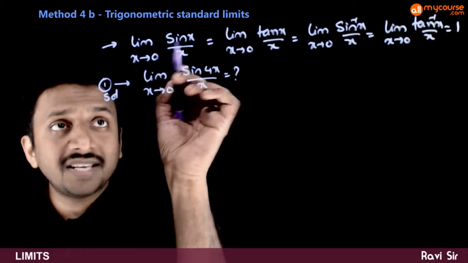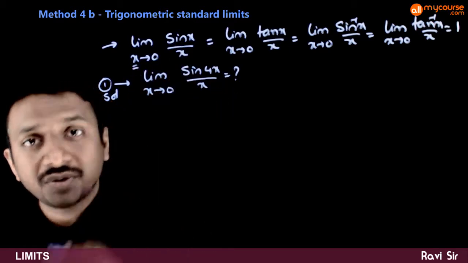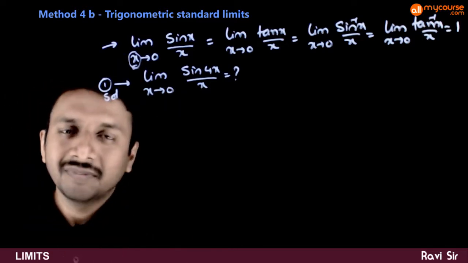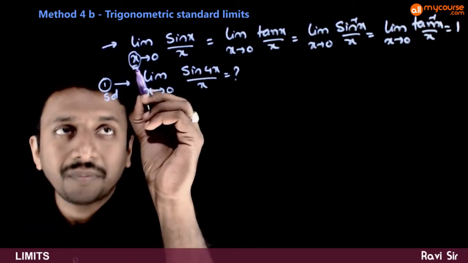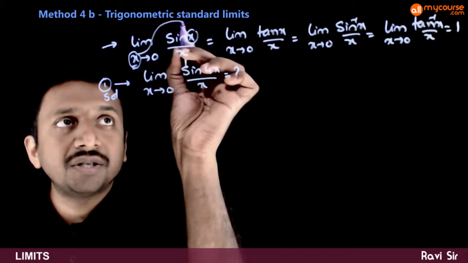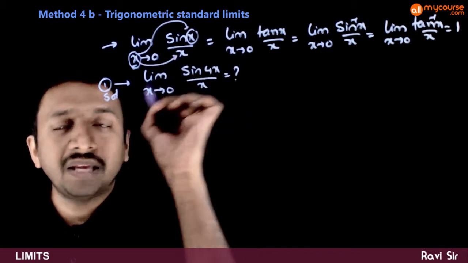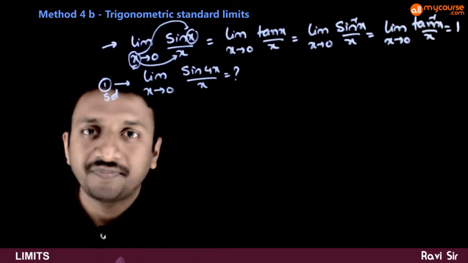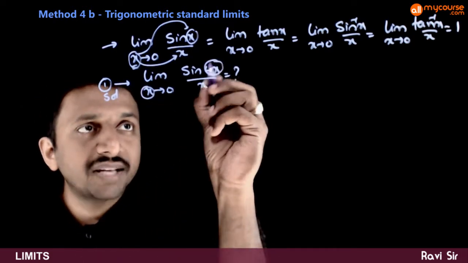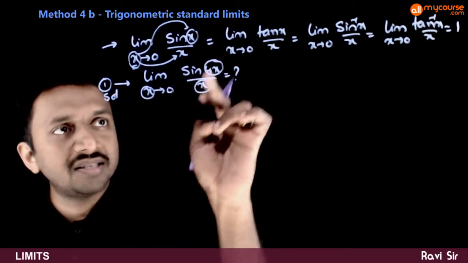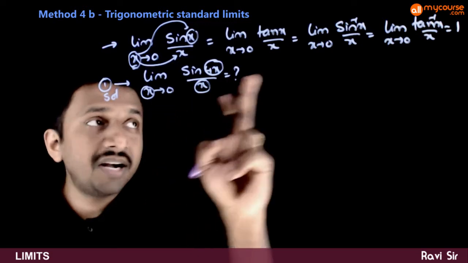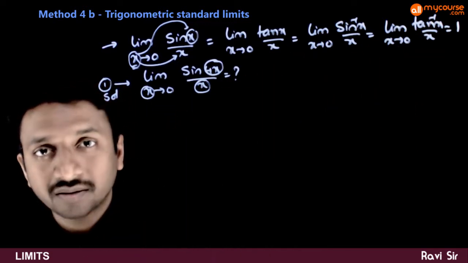Our formula says that if something tends to 0, x can be read as some unknown. If something tends to 0, and you have sin of the same thing which tends to 0 by the same thing, you get 1 as the answer. But here x is tending to 0, you have sin 4x by x. All these three are not same. So here you cannot directly apply the answer as 1.